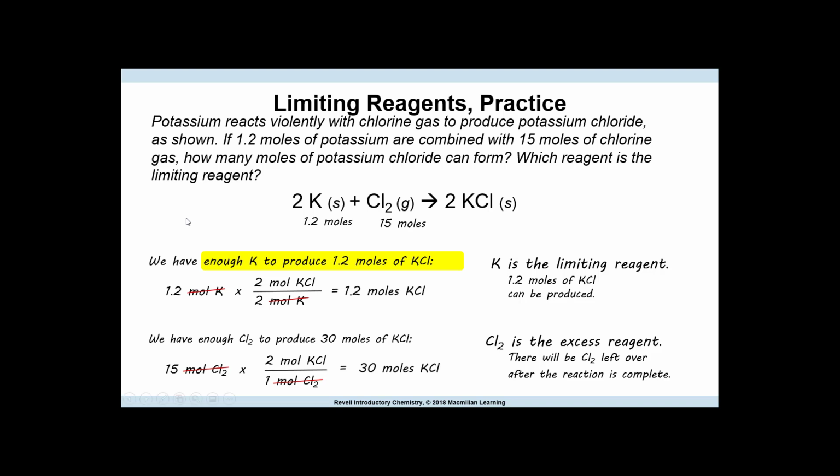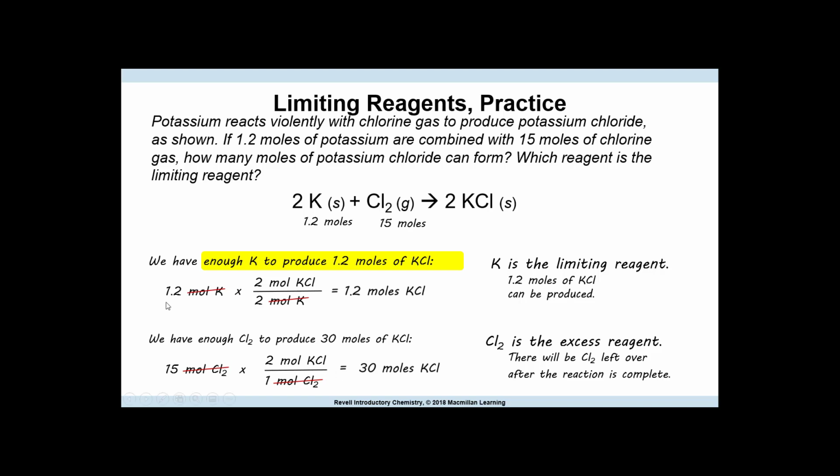So in order to do this problem, we need to know which is the limiting reagent. That's the reagent that produces the least amount of product. That's going to control this reaction. That is similar to the cheese. We want to know which is the cheese in this reaction. So we have 1.2 moles of potassium, and based on the balanced equation, we have 2 moles of potassium chloride. That's the product. So we have enough potassium to produce 1.2 moles of potassium chloride.